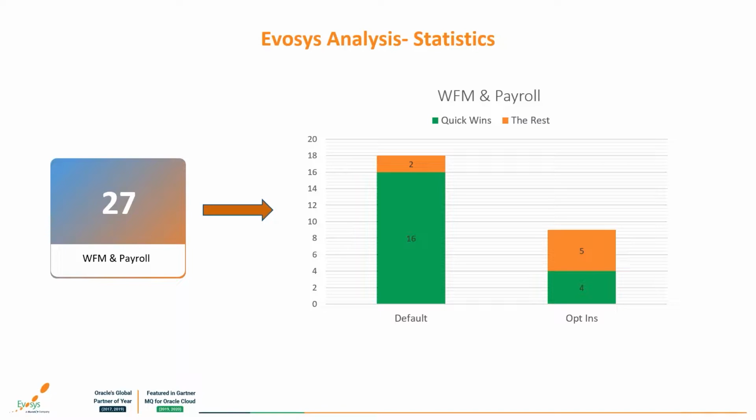In the default new features, there are 16 features which are quick wins and are easy to use, and there are 2 new features which are not quick wins. In the opt-ins, we have 4 new features which are quick wins and easy to configure and use, and there are 5 which are not quick wins.